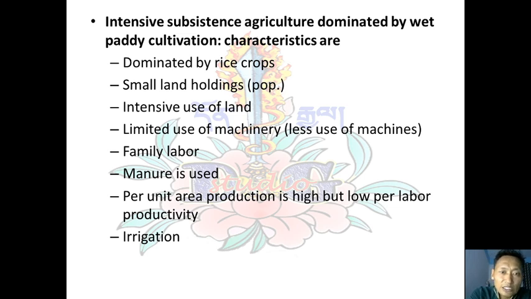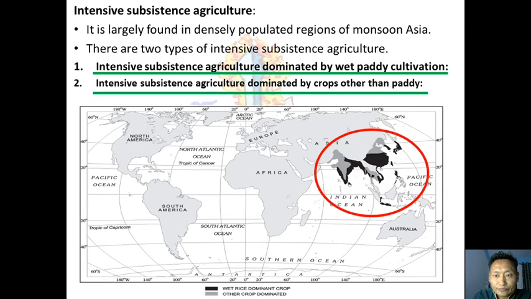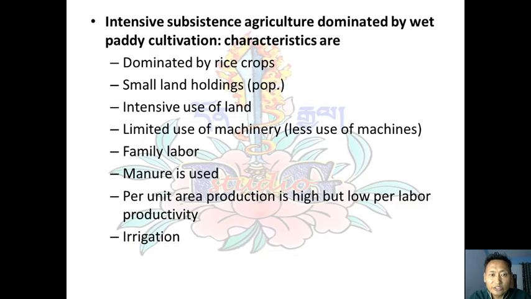So here the agricultural lands, or the farming lands, are very small. Why? Because in these regions there is a high density of population, so the size of agricultural lands is very small. Because of that the second characteristic is called small land holding, because of the large size of population. And there is intensive use of land. That means they are cultivating two or more than two crops in the same agricultural land during one year, or we can say one agricultural year. Because of that it is called intensive use of land.